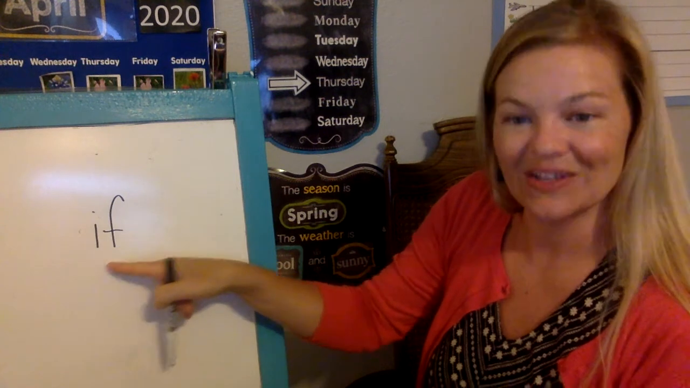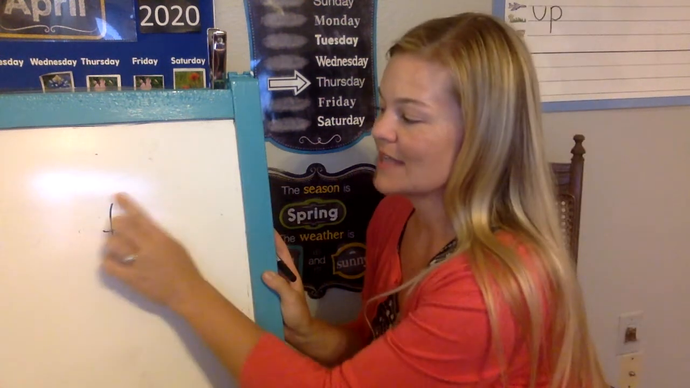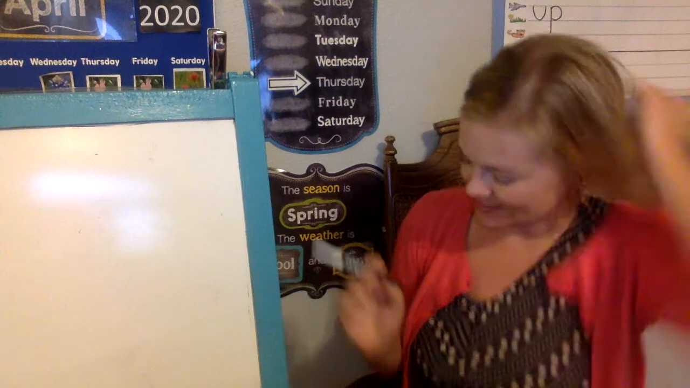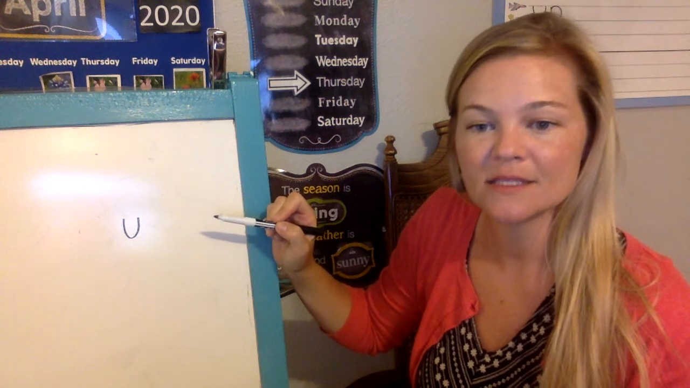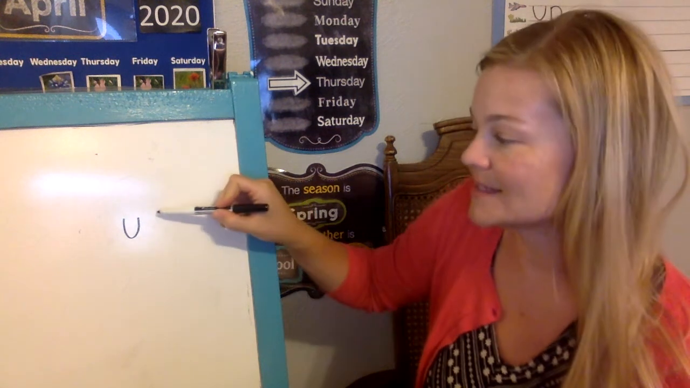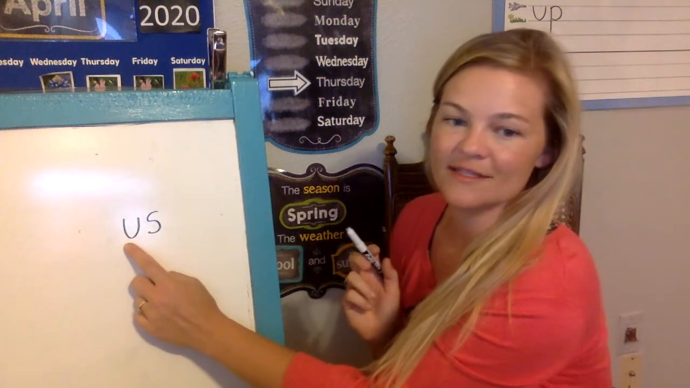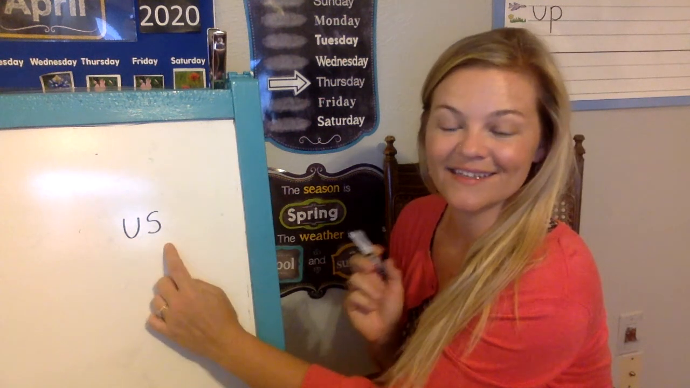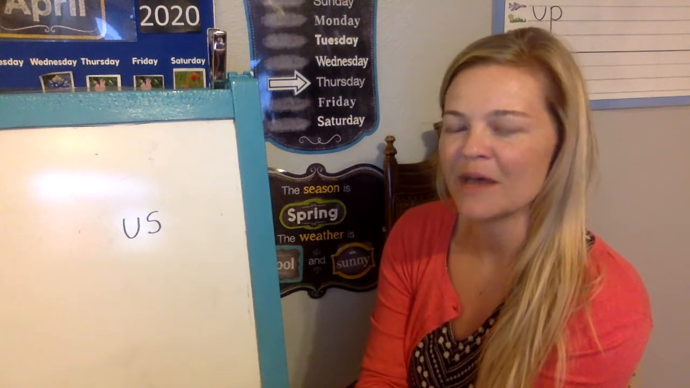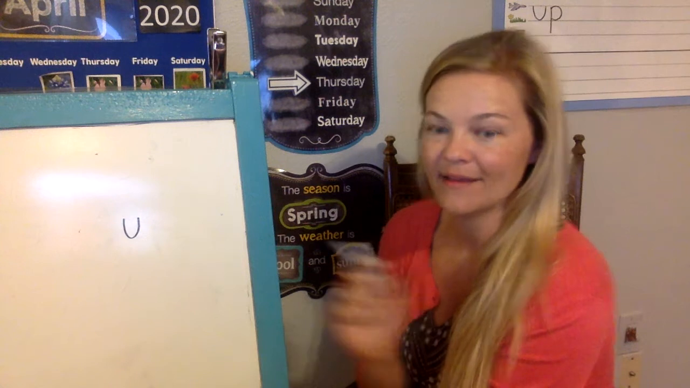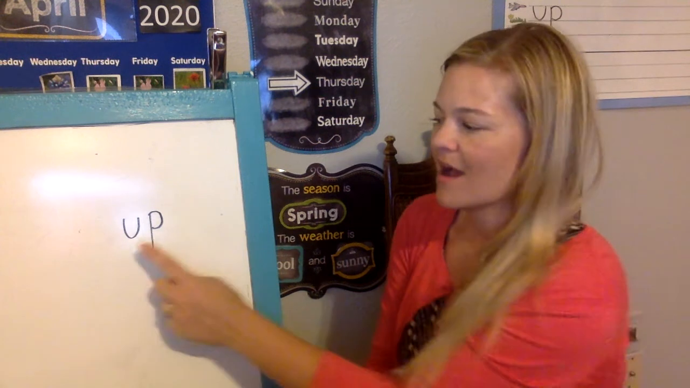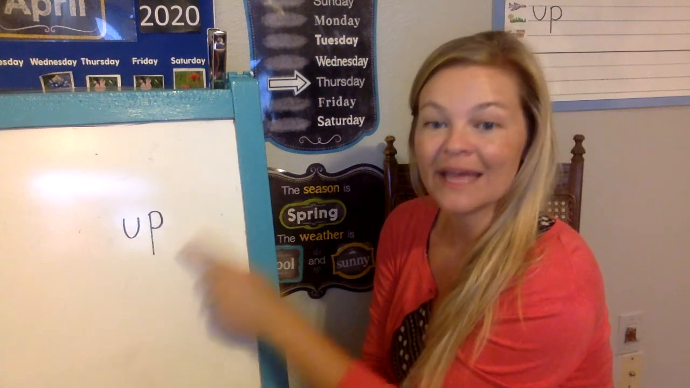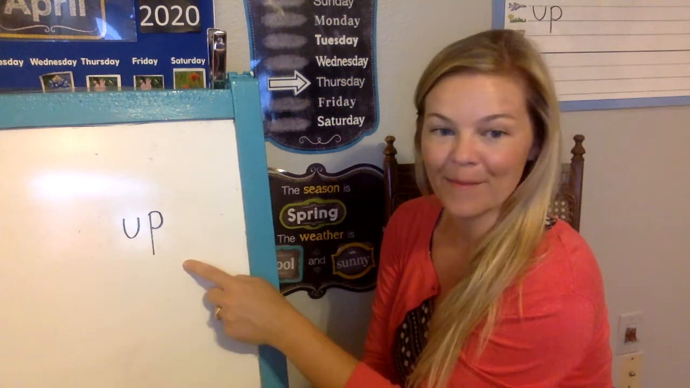I-F is if. And our second new sight word this week was the word us. Like it's us, it's just us. That's a U. Us. That's an S. So us is U-S. Us. Now, what word would it spell if I took the S away and I put a P there instead? What word would that spell? Up, up, like look up, up, up.